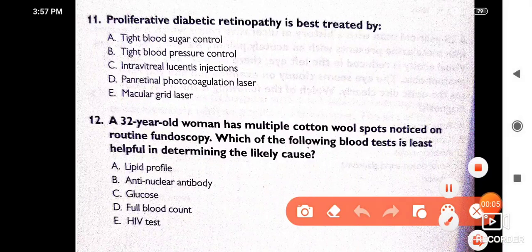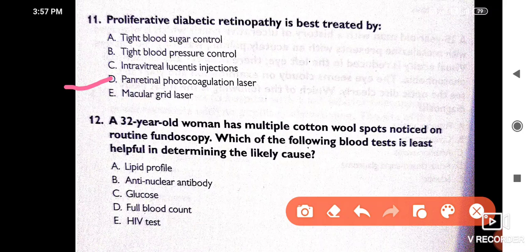Today we are going to discuss ophthalmology, MRCP MCQs. This is the part 1A section we discussed. This is the B section. Proliferative diabetic retinopathy is best treated by pan-retinal photocoagulation laser.